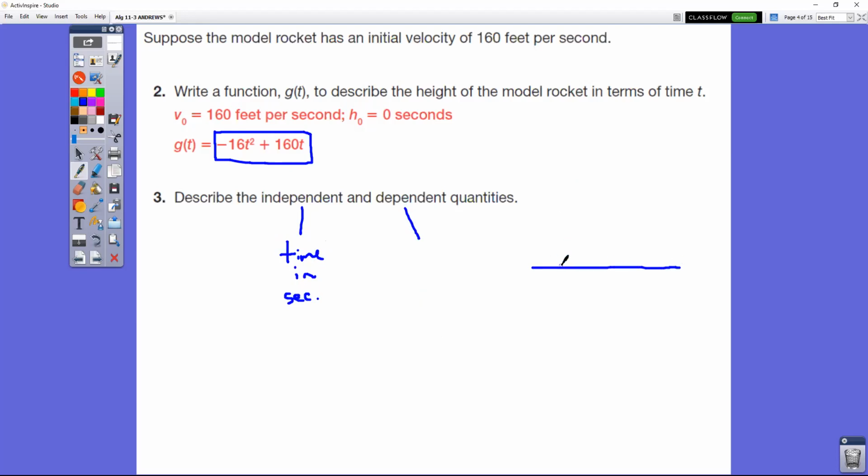The dependent, as our rocket travels, think about our rocket. Here's our ground. If we start our rocket on the ground and it launches, it's going to go up, up, up, up, up. Eventually, it's going to stop and it's going to go down, down, down, down, down, down, down, down, down. As time is going on, this is what the height of the rocket is doing. It would get higher and higher, and then all of a sudden it gets lower and lower until it hits the ground. So what the dependent is, as time goes on, what's changing with the rocket is the height of the rocket. In this case, we would talk about height in feet. So that would be the dependent quantity.